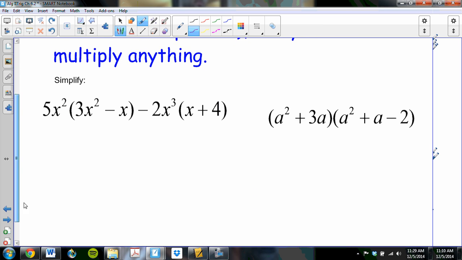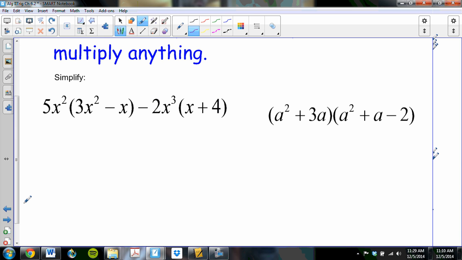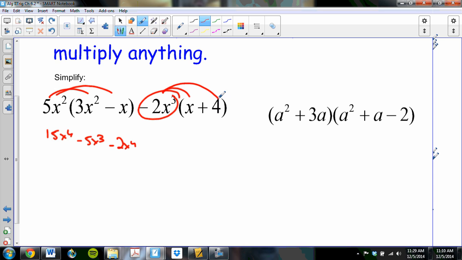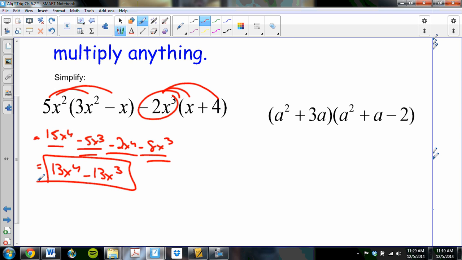Remember, you can multiply anything, but you can only add and subtract like terms. So if I'm going to multiply these, I do 5x squared times 3x squared is 15x to the fourth. 5x squared times negative x is negative 5x to the third. Negative 2x third times x is negative 2x to the fourth. Negative 2x to the third times 4 is negative 8x to the third. Then I combine my like terms. 15x to the fourth minus 2x to the fourth is 13x to the fourth. Negative 5x to the third minus 8x to the third is negative 13x to the third. I can't go any further than that because those aren't like terms. I can't add or subtract on like terms. Only multiply and divide.